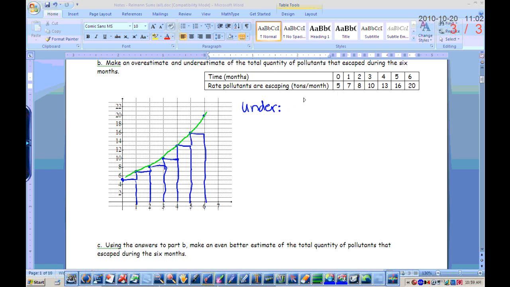All right, so our underestimate is going to be 5 plus 7 plus 8 plus 10 plus 13 plus 16. Do I need to add 20 to that underestimate? No, because that's basically 6 months' worth. I've added up 6 different ones. When you add those numbers together, you get 74.